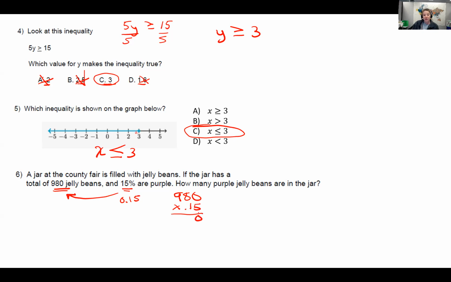So 5 times 0, 8 times 5 is 40, carry the 4. 4 times 9 is 45, plus 4 is 49. Now I'm going to start with a 0 right there. 1 times 0, 1 times 8, 1 times 9, 0, 0, 17, and 14. And there are 2 numbers past the decimal. So the answer is 147 purple jelly beans.